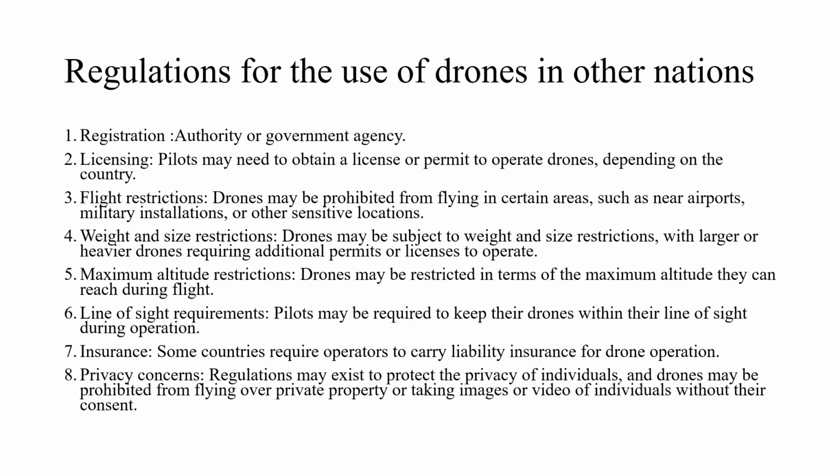So we saw what the regulations are in the US and Canada. Now, what is followed in other nations? The first regulation is registration as usual. Then we need to go for licensing, and certain flight restrictions will be there based on weight and size. Then the maximum altitude restrictions and the line of sight requirements, followed by insurance and, as usual, the privacy concerns.